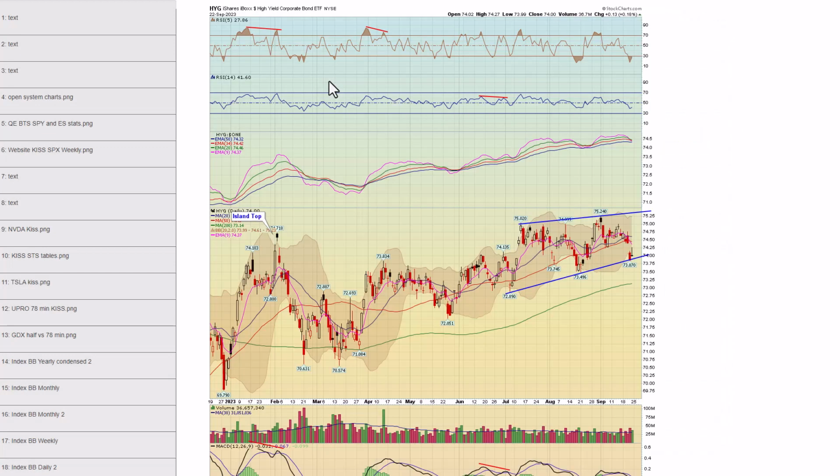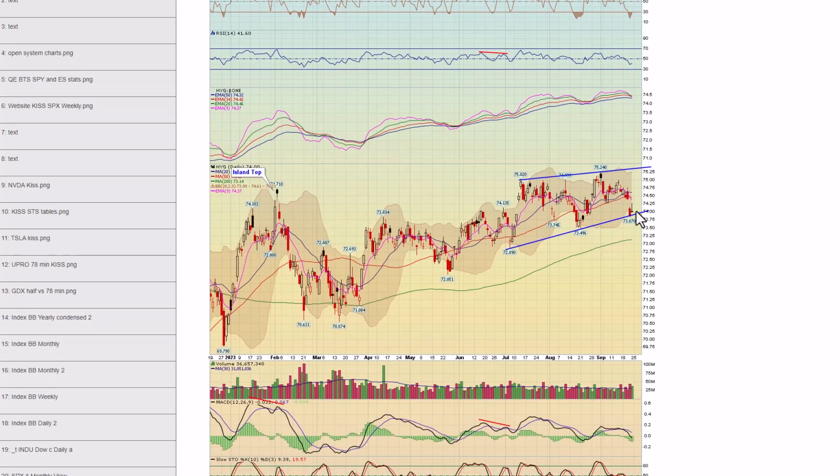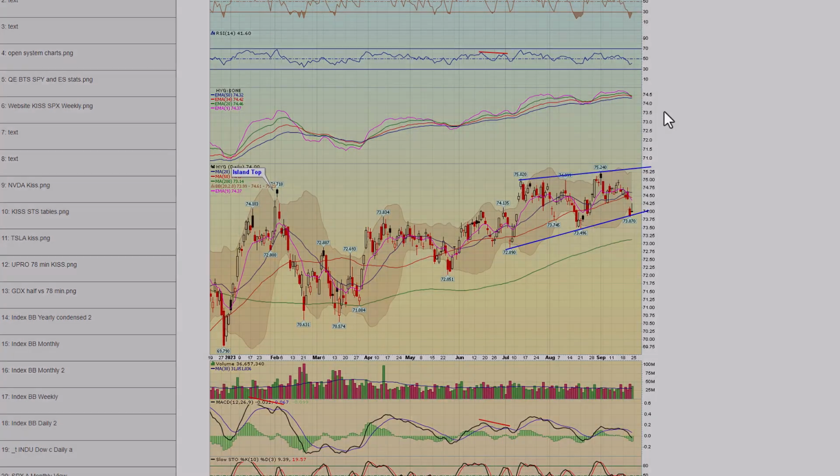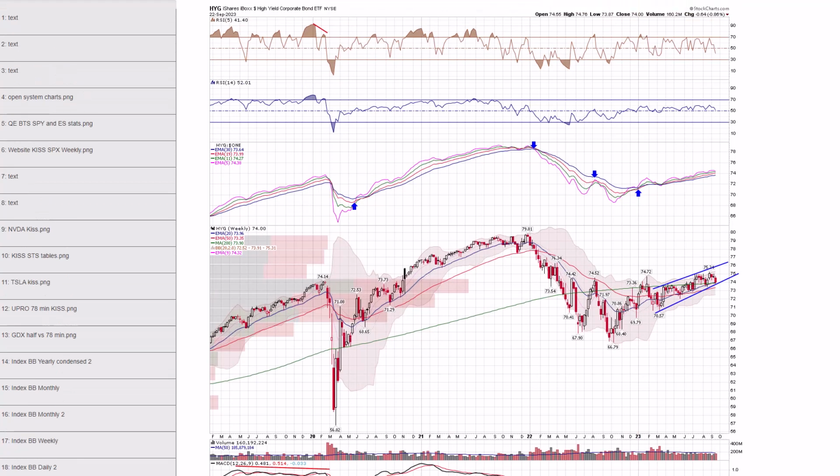All right, let's move on to bonds. Here's high yield corporate, still hanging on to some support here. Remember the 60-minute chart I showed you above. Chart 61, there's the weekly. Something to watch, especially if this breaks this pattern to the downside, that wouldn't be good.